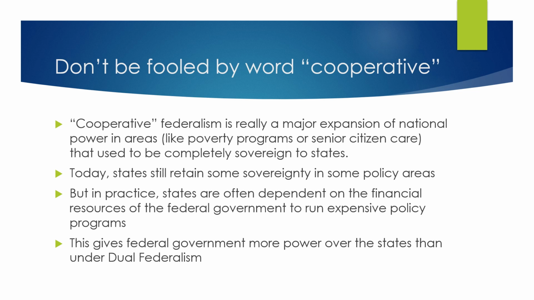Today, the states still do retain some sovereignty in some policy areas, and your textbook goes into a lot of detail about the nuances of that. But in practice today, the states are really dependent on the financial resources of the federal government in order to run programs that, especially, provide a lot of financial assistance to the people of their states. And that means that the national government has really become more powerful by enacting cooperative federalism than it ever was under dual federalism.